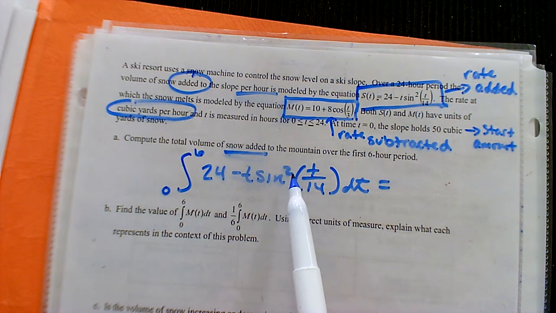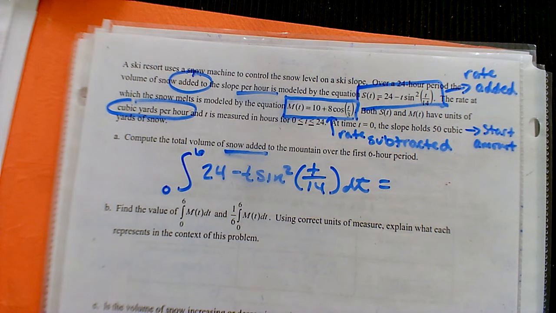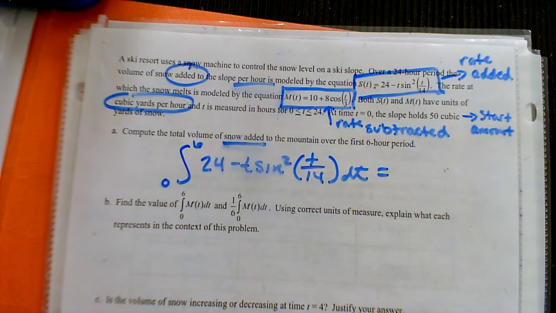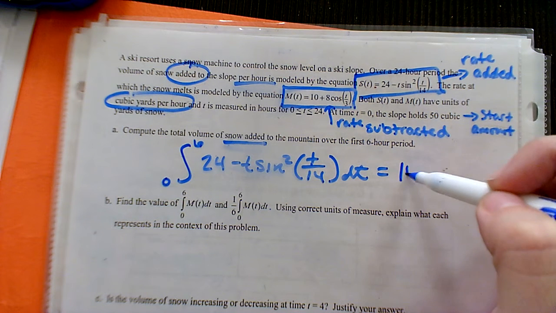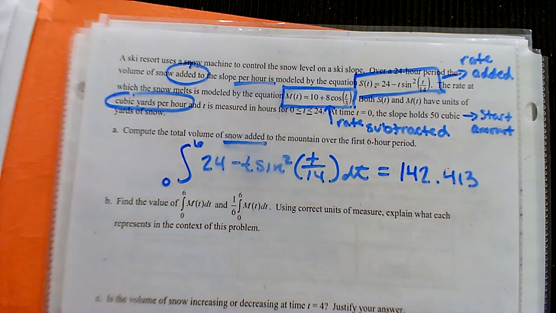Okay, so we have another sine squared in there. Just be careful when you type it in, the squared would actually go after the t over 14. How does 142.413 sound? Is that good? Can you double check it?